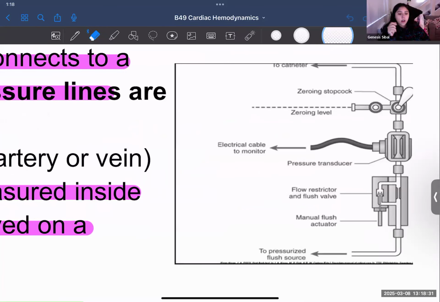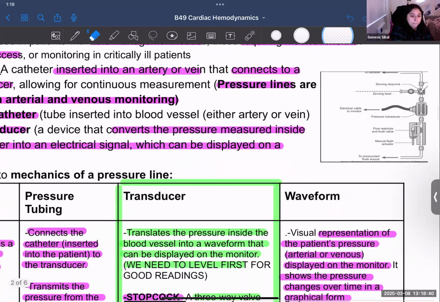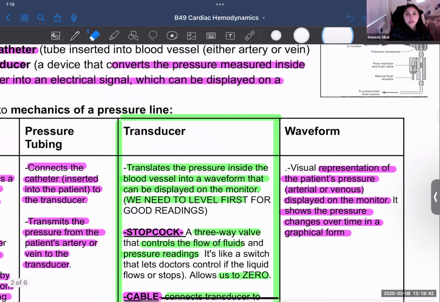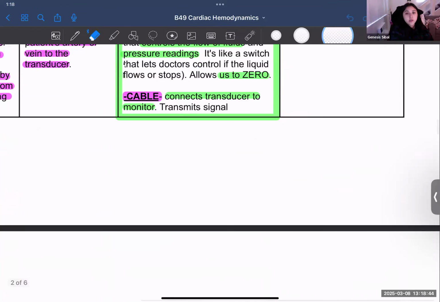You can kind of see the changes in the waveform, and they will. And when you're zeroing it, you'll see that it changes the patient's status and what they're looking at, or what their data is on the screen, their waveforms.